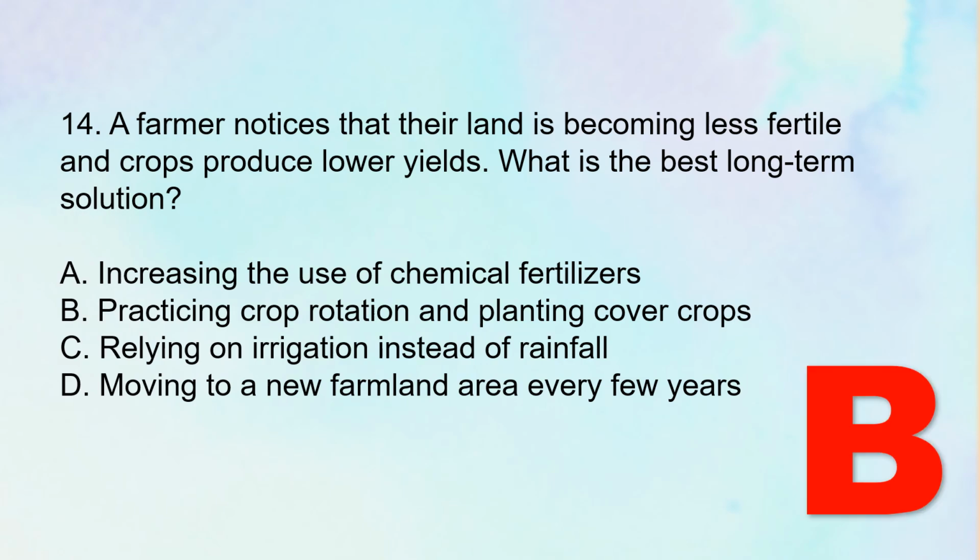The best answer is letter B, crop rotation and cover crops replenish soil nutrients and prevent erosion. For letter A, chemical fertilizers offer short-term benefits but can degrade soil quality. For letter C, irrigation does not restore lost nutrients. For letter D, constantly moving farmland is unsustainable. Letter B is the best answer.